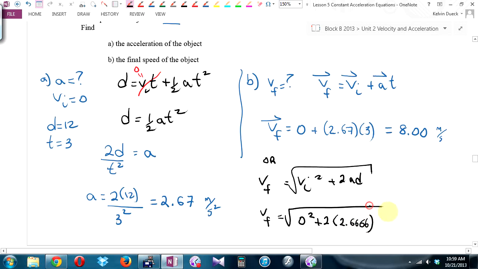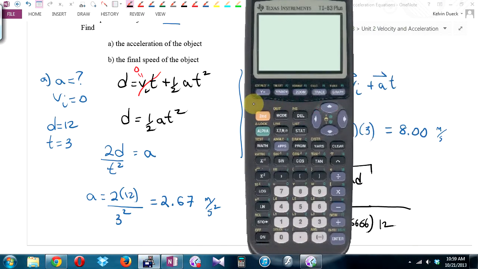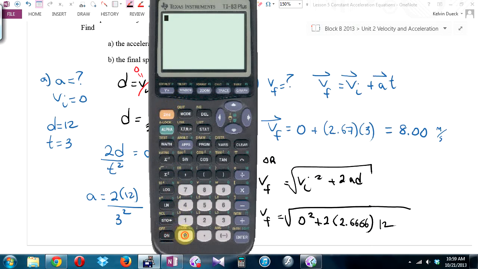What's the distance? Do we know the distance? Oh, because they gave me that? Let's see. So I could also go 0 squared plus 2 times 2.66666 times 12, and then square root of that. And do I also get 8? Do I now know I'm right?